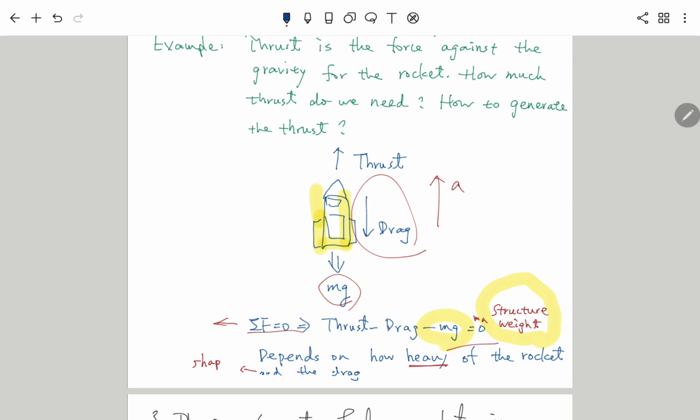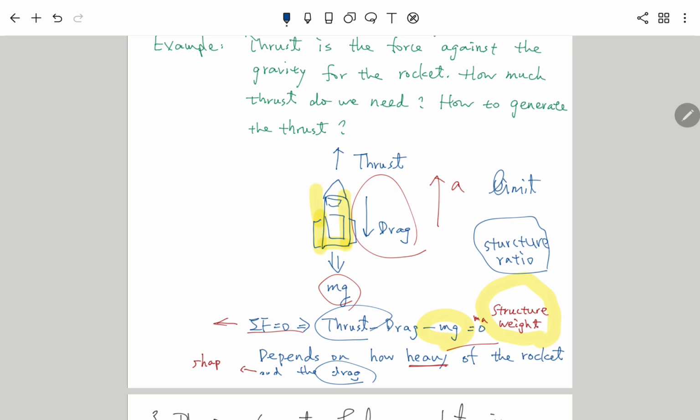So the structure weight is very important, and we have a special term called the structure ratio. This structure ratio can help us to determine the upper limit of the structure weight that we can have for this rocket. You cannot overweight it, otherwise we cannot have enough propellant to generate enough thrust to let the rocket lift off. So that's a point. And the other point is the drag.